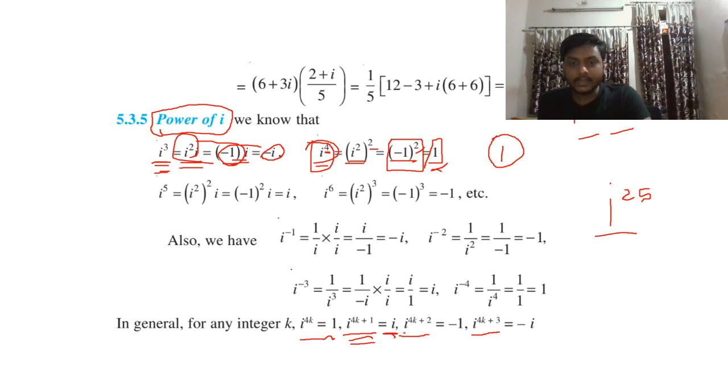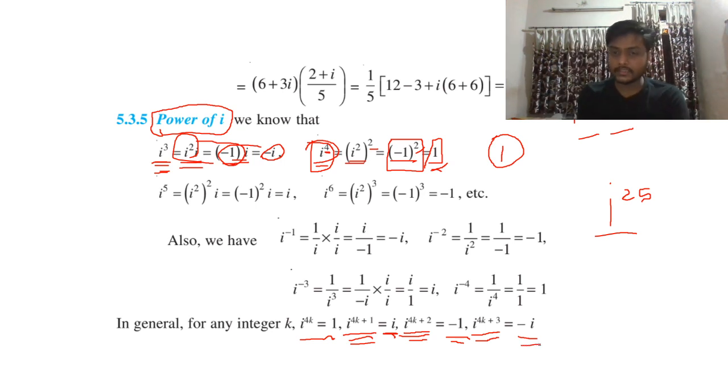Okay, similarly when we have i to the power 4k plus 2, so this will be equal to i to the power 2. इसकी जो value होगी वो i square के equal होगी, that is nothing but minus 1. Okay, similarly when we have i to the power 4k plus 3, तो इसकी value किसके equal होगी? i to the power 3 के, and i to the power 3 is nothing but minus i.